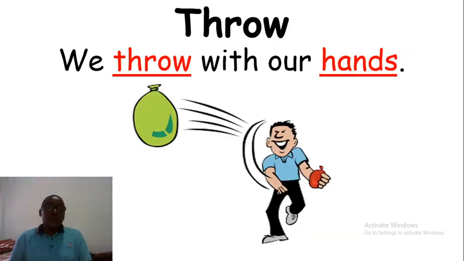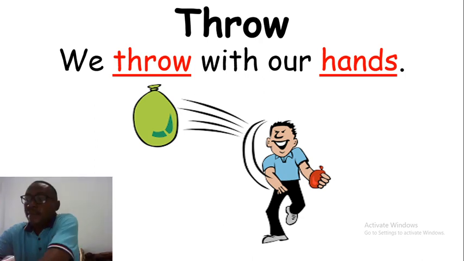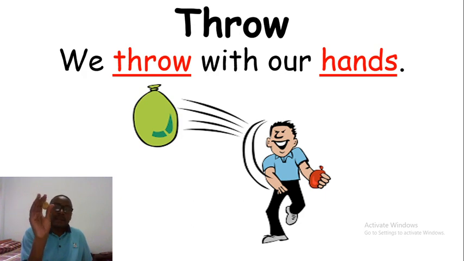Next, we use our hands to throw. For example, I am throwing this rambutan. I throw it with my hands. So the hands are the ones that help us to throw. How do we spell throw? T-H-R-O-W. Again, throw.